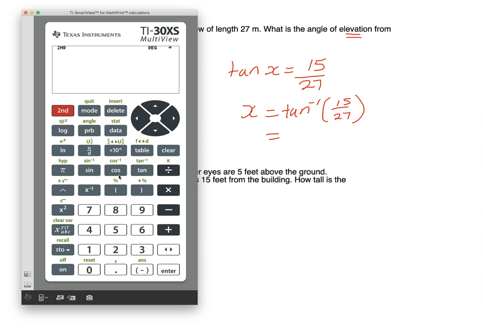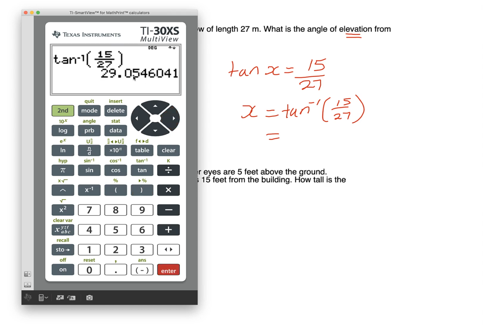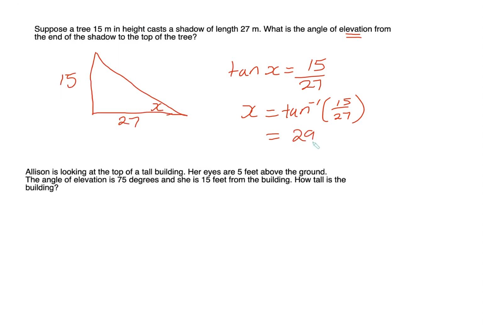So second function tan, and I'm going to put this in as a fraction, so I'm going to use n over d, 15 down, 27 to the right, close the parentheses, enter, and again I'm going to round this to the nearest tenth. So our answer is 29.1 degrees. Some problems, again, read carefully, and some of them you might have an additional step.